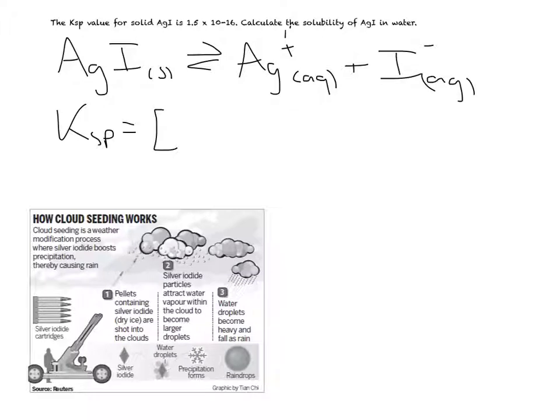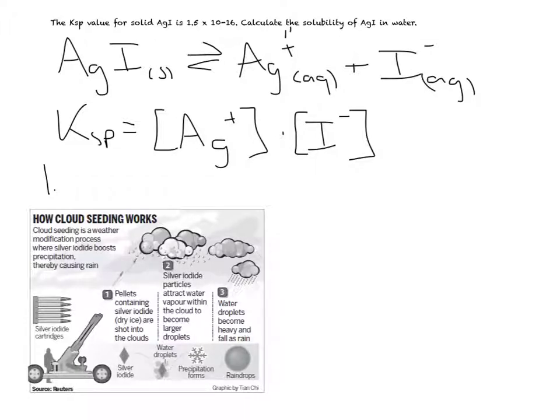And so the Ksp, the equilibrium equation, looks like this. Ksp is equal to the concentration of the silver ion times the concentration of the iodide ion, right? We know this Ksp value is 1.5 times 10 to the negative 16, so we're going to plug that in here. Since it's a 1-to-1 ratio of silver to iodide, the amounts of each of these will be exactly the same. So this is x, this is also x. They're the same thing. So this becomes x squared, x times x.